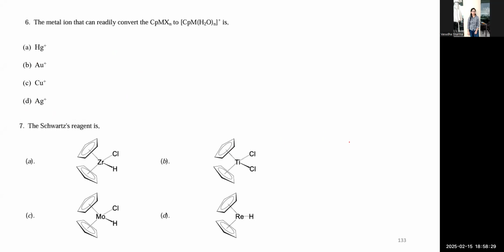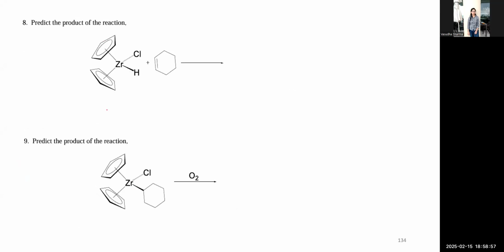Moving ahead to the sixth question, when we have the metal ion that can readily convert the CpMXn to H2O, out of the 4, this we have seen is silver, which can do this reaction very rapidly. Now we have a question regarding the Schwartz reagent. So we know the Schwartz reagent is a zirconium-based reagent where we have a halide, a hydride, as well as a Cp group. So it's a zirconium complex. Option A is correct. This was pretty straightforward.